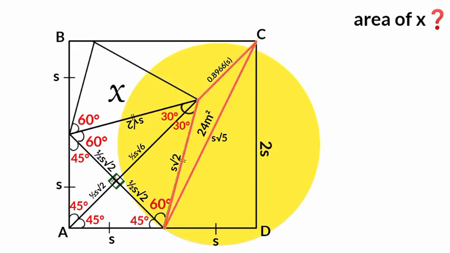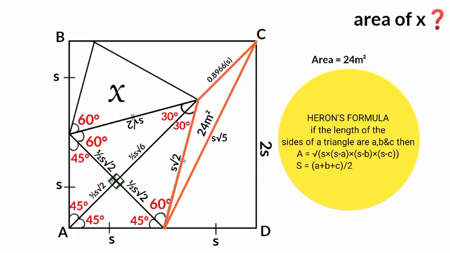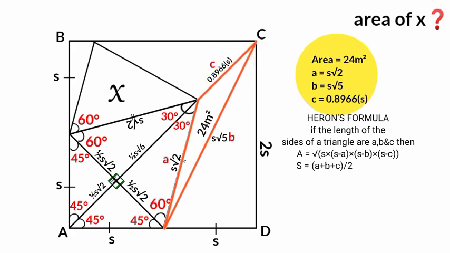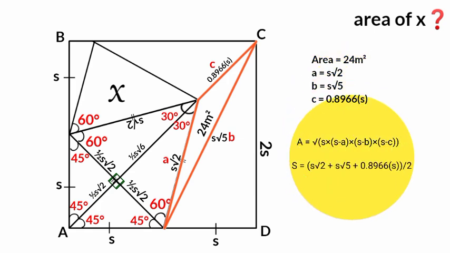Recall, the area of this triangle is 24 meters squared. So if we use Heron's formula, we state that if the lengths of the sides of a triangle are a, b, and c, its area is going to be the square root of S times S minus a times S minus b times S minus c, where S equals a plus b plus c all over 2. Taking this side as a, this as b, and this as c, a equals s root 2, b equals s root 5, and c equals 0.8966s.